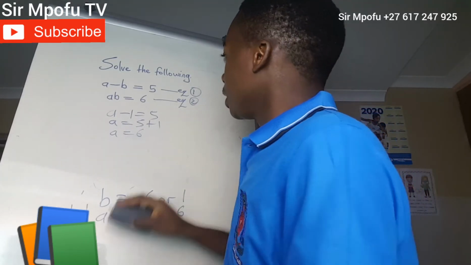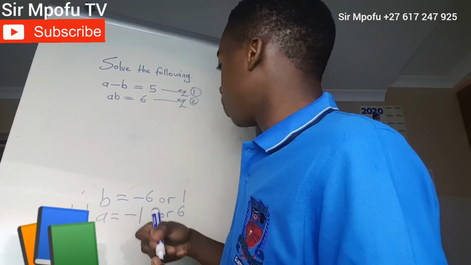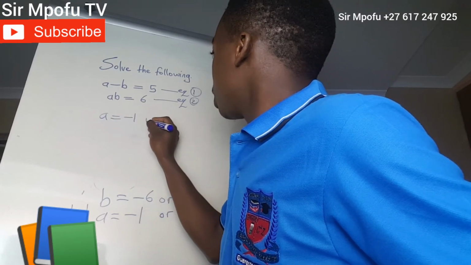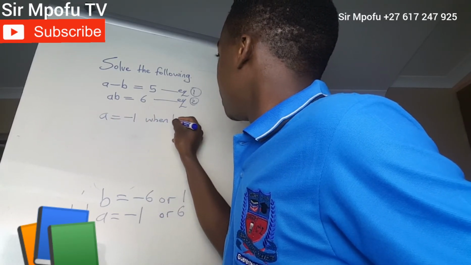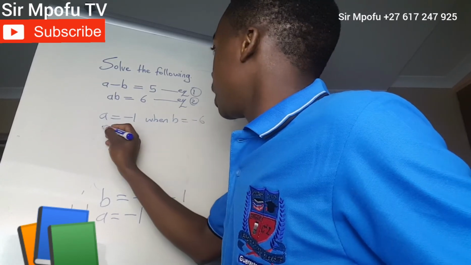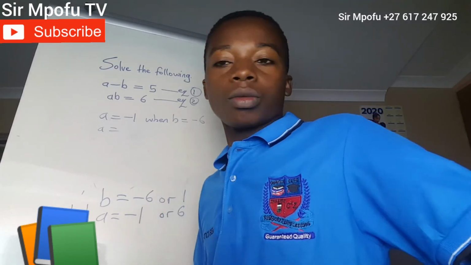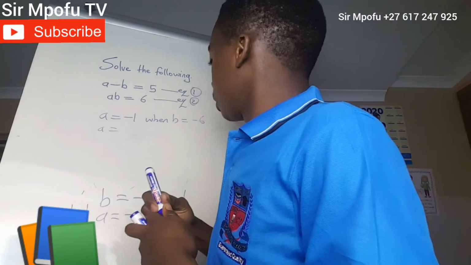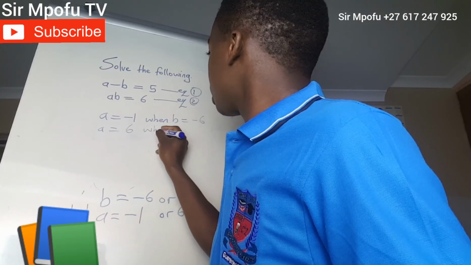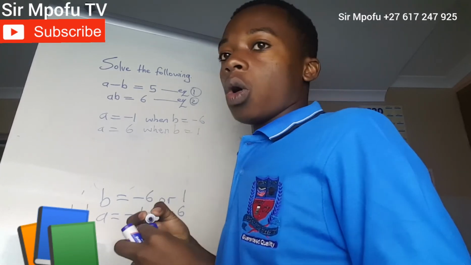So this implies that, let me write it on top here, a is equal to negative 1 when b equal to negative 6. A equal to 6 when b is equal to 1.